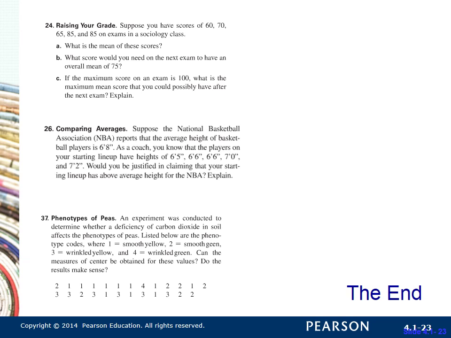All right, part B says, what would I need on the next exam to have an overall mean of 75? I want to bring my average up by 2 points. Well, I need to know how many points I've gotten already.